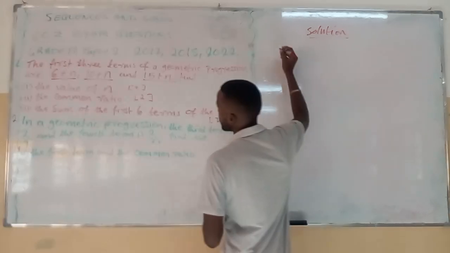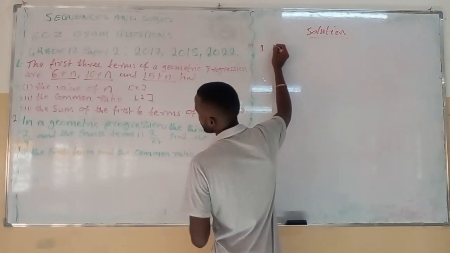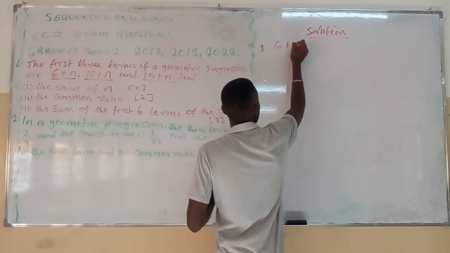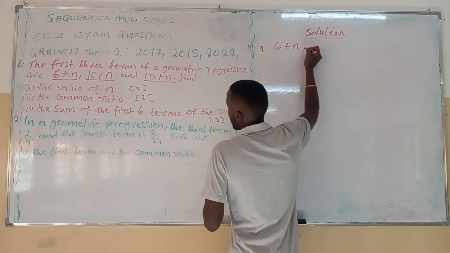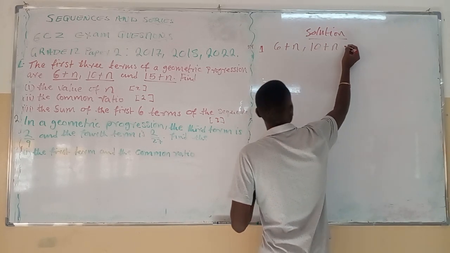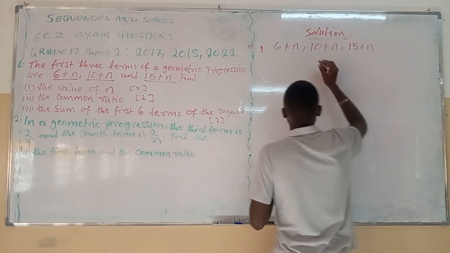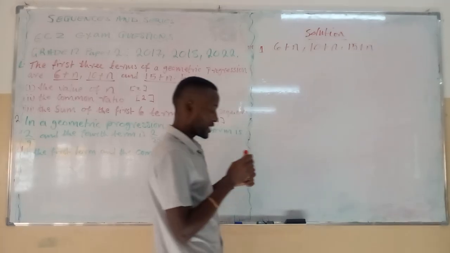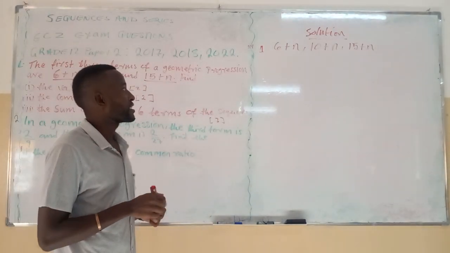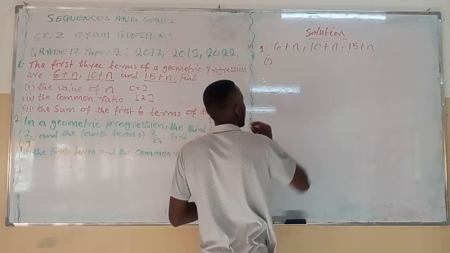So let's start with question number 1, Roman numeral 1. Let's start with listing the terms. We have 6 plus n, 10 plus n, and 15 plus n. These are the three terms that we have been given, and now they're asking us to find the value of n. So the first question is, we need to find the value of n.